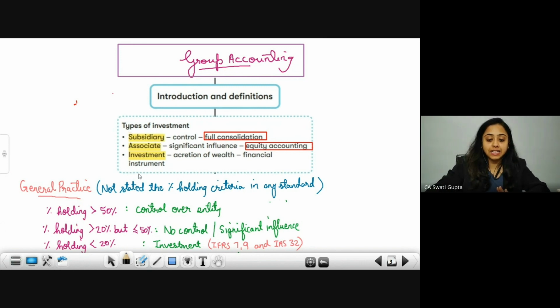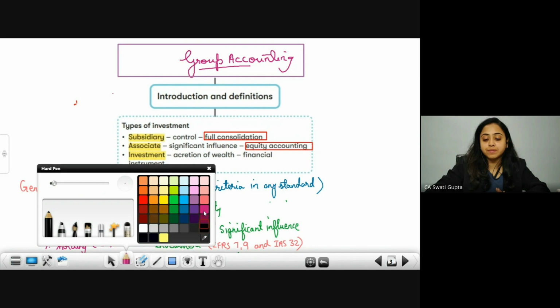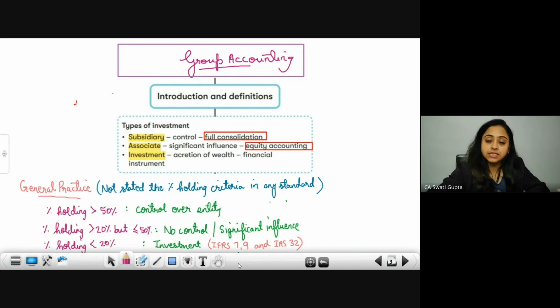Right now, just understand that there are multiple types of situations, multiple types of relationship. It can be a subsidiary, it can be an associate, or it can be your investment. If we talk from the perspective of parent, it can be its subsidiary, it can be its associate, and it can be its investment.